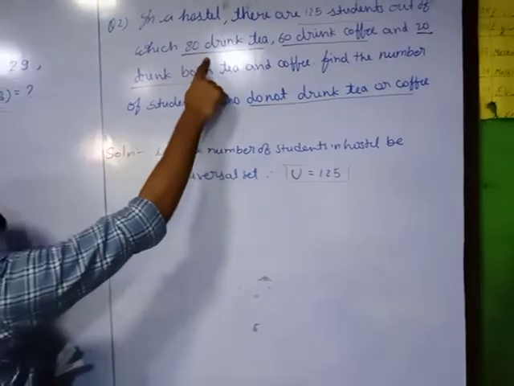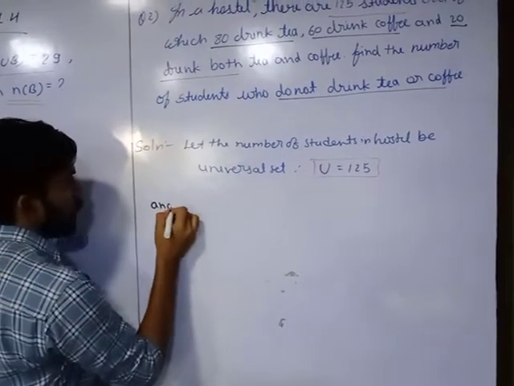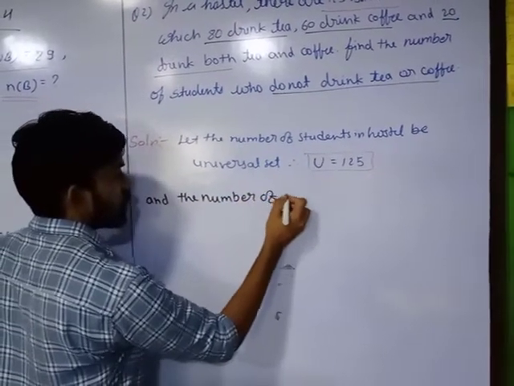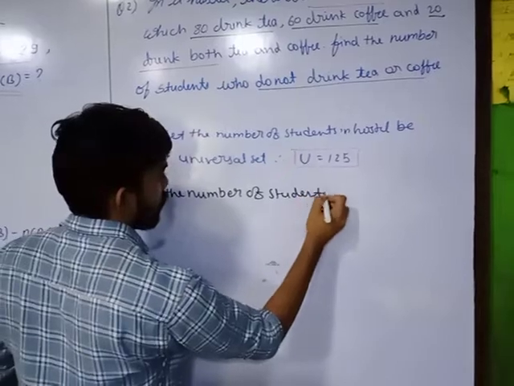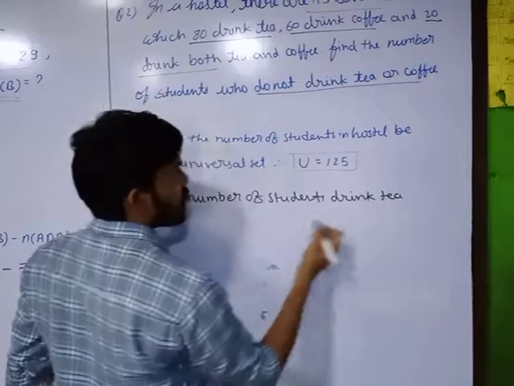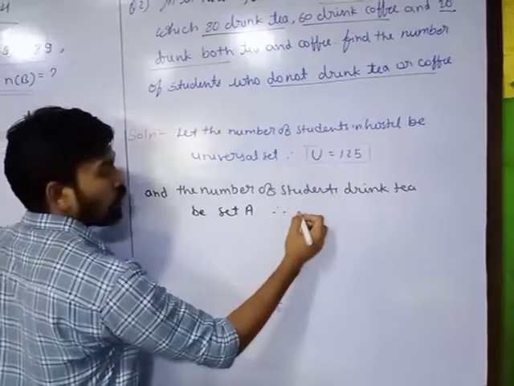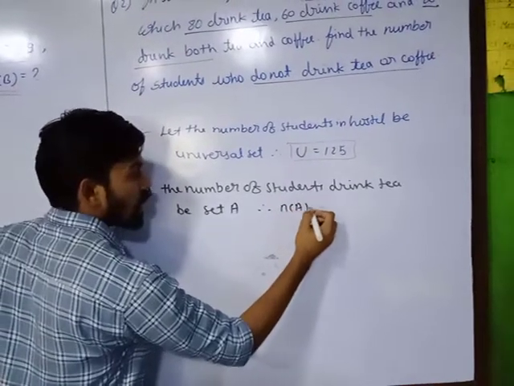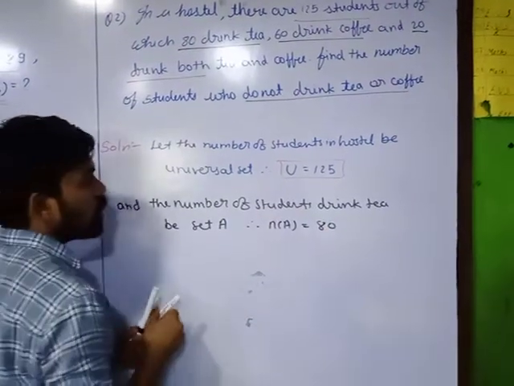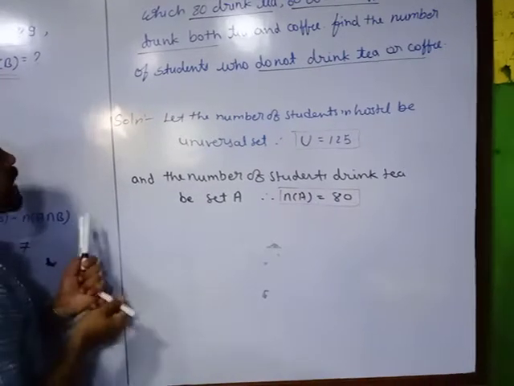Next one, let the number of students who drink tea be set A. Therefore, number of A is equal to 80. We had this.